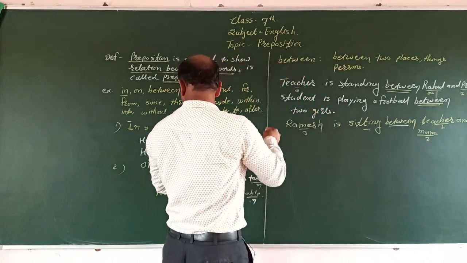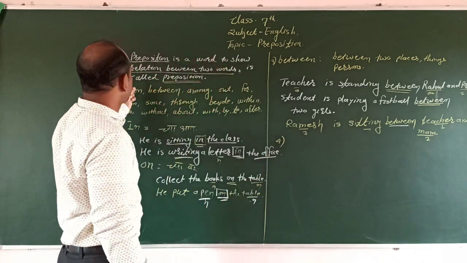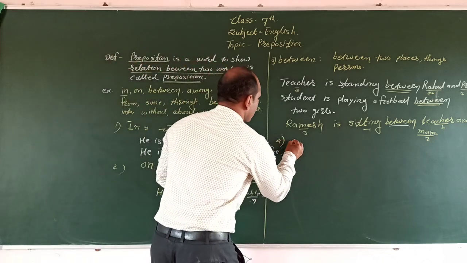Here we write the fourth preposition. That is the fourth preposition here, among.